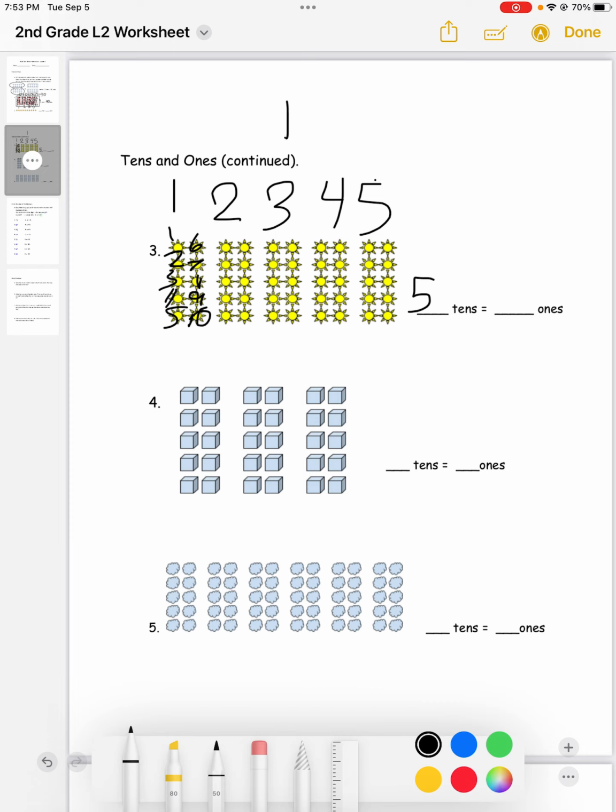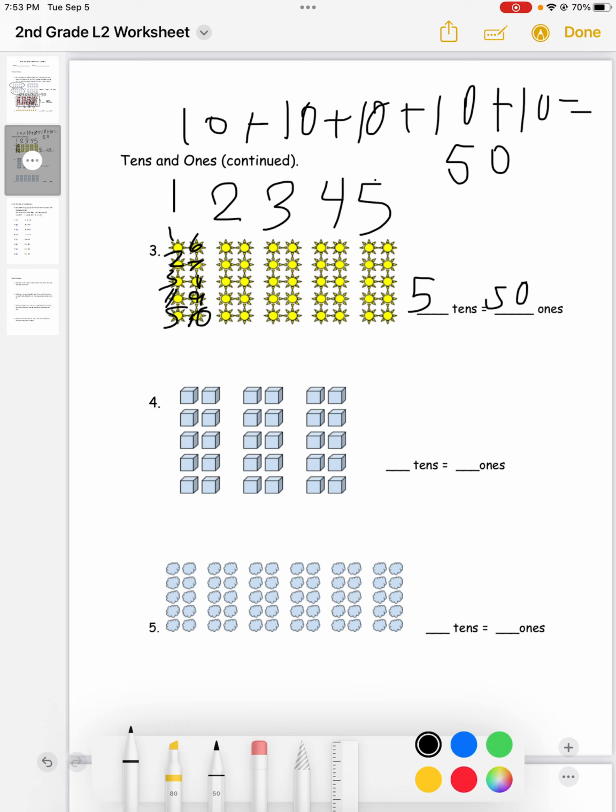5 tens written out means this. Let's just add one on here because I ran out of space. And that equals 50 ones, because there's 10 in each. This one, this one, this one, this one, and this one. So there are 10s in all. There's a total of 5 groups of 10. And you could just add that up by this. So there are 50 ones.